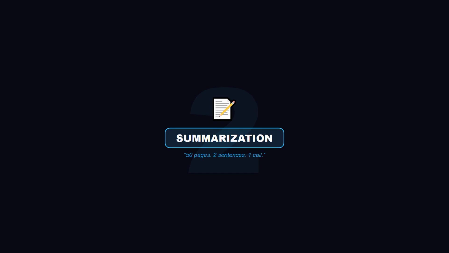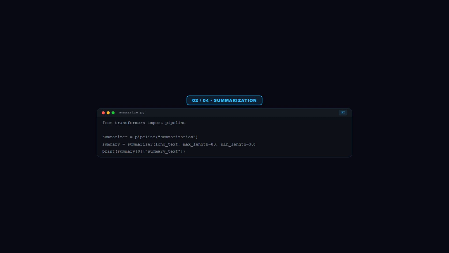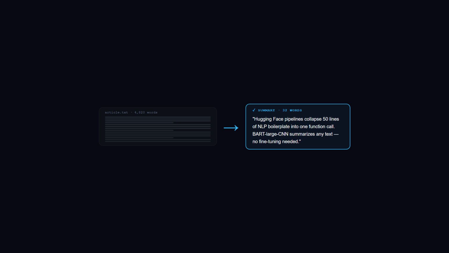Pipeline number 2, summarization. Same import, different task name. Pass it any chunk of text, a long article, a meeting transcript, a research paper, even a 50-page PDF, and get back a clean summary. The default model is BART Large CNN, trained on hundreds of thousands of news articles. It's fast and surprisingly accurate.